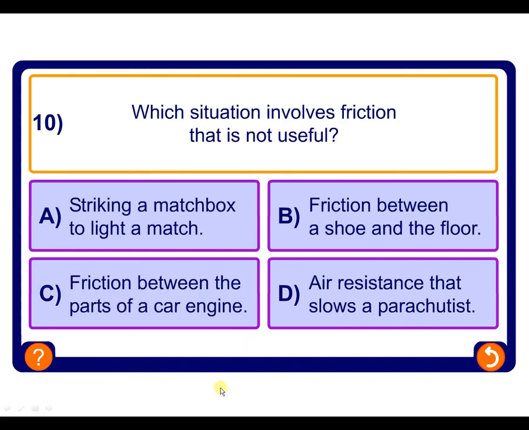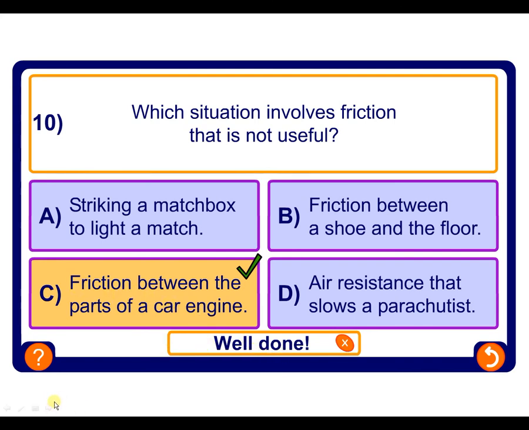One direction only attractive. Which situation involves friction that is not useful? When you strike a matchbox, well, you need friction for it to light. Friction between the shoe and your floor is what keeps you in one position, otherwise you'll be slipping. Air resistance slows the parachutist. Well, that's what you want a parachute to do. Friction between parts of a car engine is what you do not want.